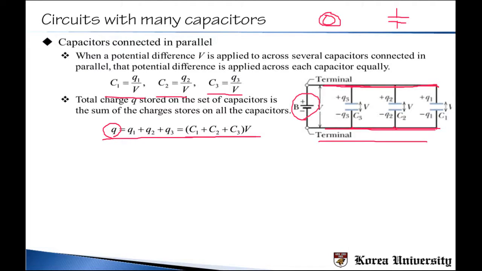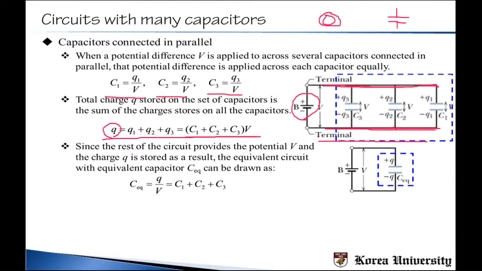In this equation, where does Q come from? Q actually comes from the battery. The battery is supplying Q and it is also supplying V, right? So we can think about it this way. From the viewpoint of the battery, let's assume that this battery does not know how many capacitors there are. It only knows how much charge it is supplying and how much electric potential it is giving off.